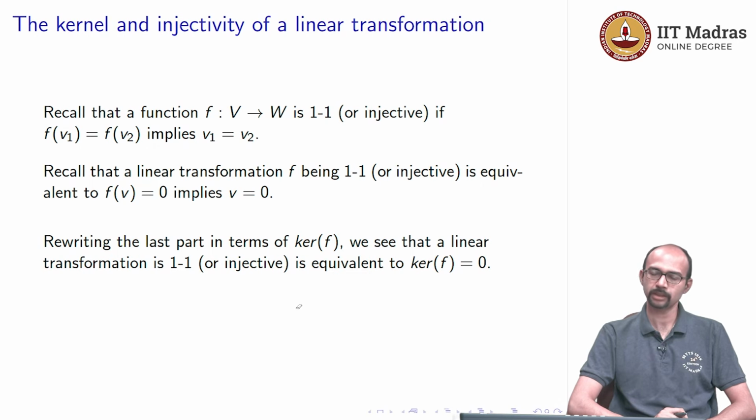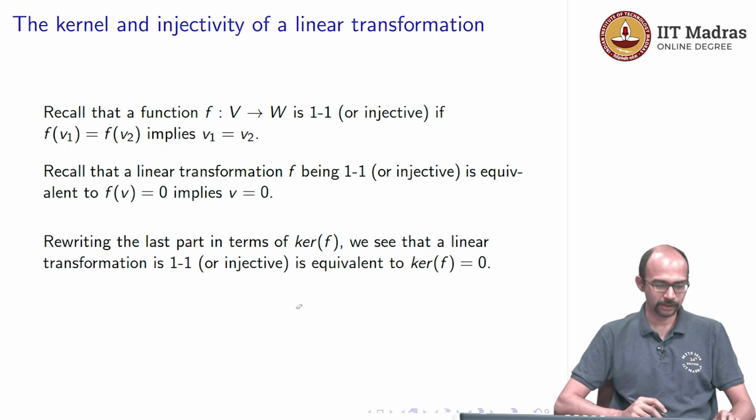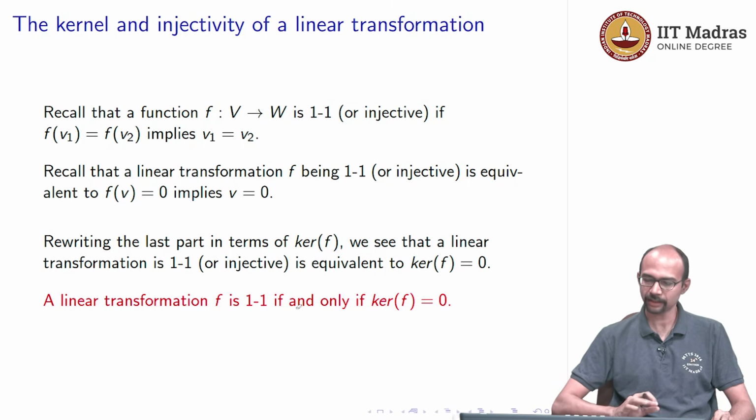So, that means the condition for being 1-1 is satisfied. Kernel of f is 0 also means that the linear transformation is 1-1. So, the linear transformation being 1-1 is equivalent to kernel of f is 0. That is what we have proved here. So, a linear transformation f is 1-1 if and only if kernel of f is 0.